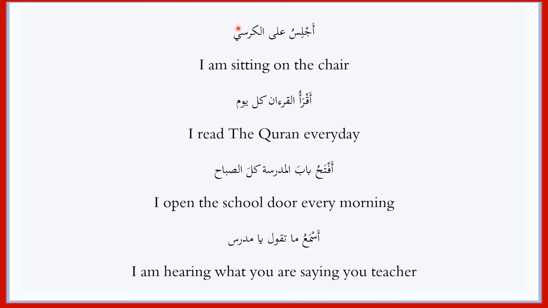Ajlisu ala al-kursiyyi, I am sitting on the chair. Aqra'u al-Qur'ana kulla yawmi, I read the Quran every day. Aftahu baba li-madrasati kulla sabah, I open the school door every morning. Asma'u ma taqul ya mudarris, I am hearing what you are saying, you teacher. The verbs ajlisu, aqra'u, aftahu, and asma'u all have alif joined to the beginning of them, which is for singular or first person.